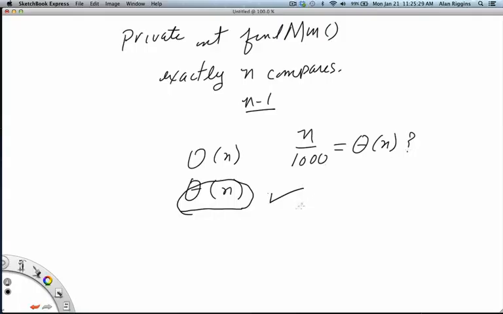Okay, what about 50n plus 1,000 n over 2 plus 10 equals theta of n? Is that true? Yes, it is. It grows at precisely the same rate as n. And you know this because you can take the limit. You take the limit of this function over n, therefore, it grows at the same rate.